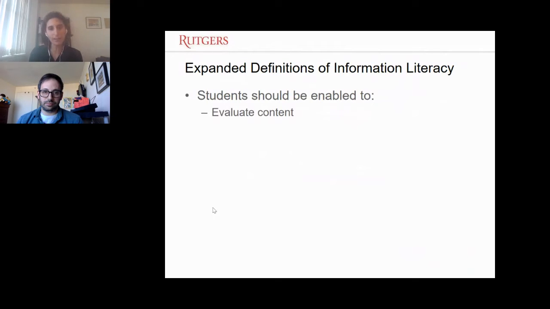So we want students to be able to evaluate content. Thinking about, is the content relevant? Is the content reliable? Also thinking about the context of the content. What larger conversation is it a part of? Who produced it? Who distributed it?